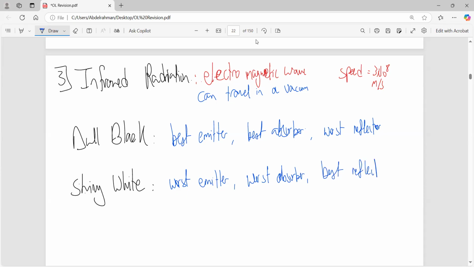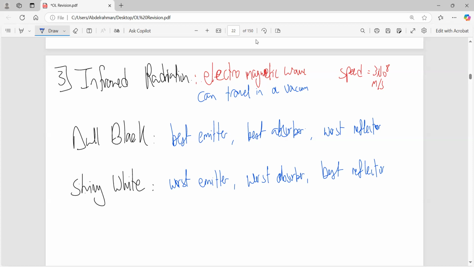So the difference between dull black and shiny white is that the dull black is the best emitter and best absorber, worst reflector. Shiny white is the worst emitter, worst absorber, but it's the best reflector. When do I say that an object is an absorber? Either it's best or worst. And when do I say that an object is an emitter? Again, either best or worst.